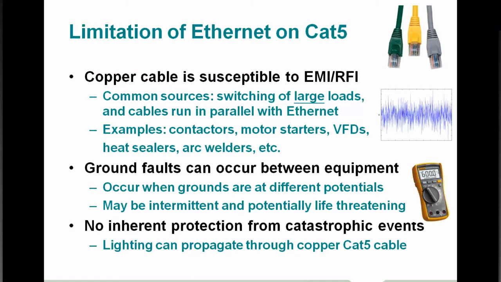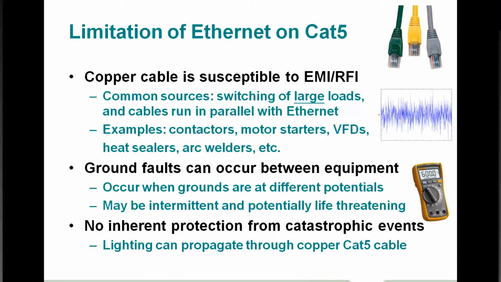Well, it falls into three categories. The first category is copper cable. Much like anything else that's conducting over metallic conductors, it's susceptible to electromagnetic interference, or EMI, and even RFI, radio frequency interference. And that comes from switching of large loads. If you happen to run control cables in parallel with that, you're very susceptible to it. In industrial applications, the things that will create that are turning on and off these large loads with a contactor or a motor starter.